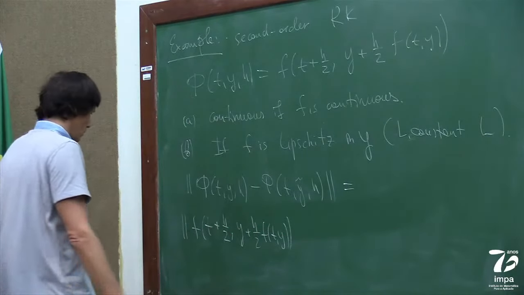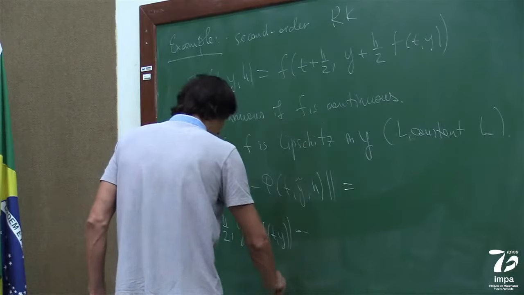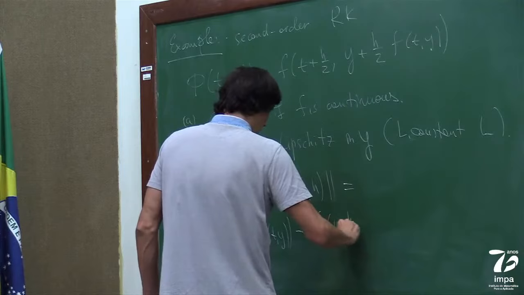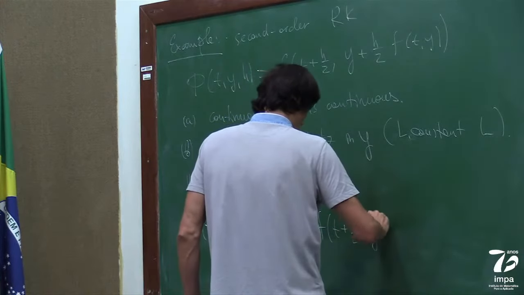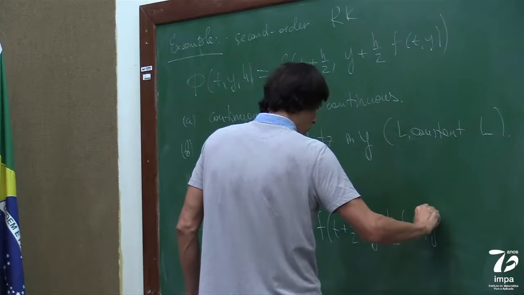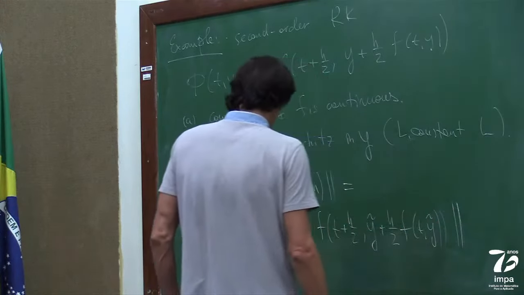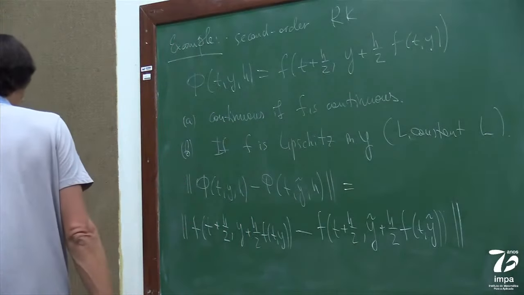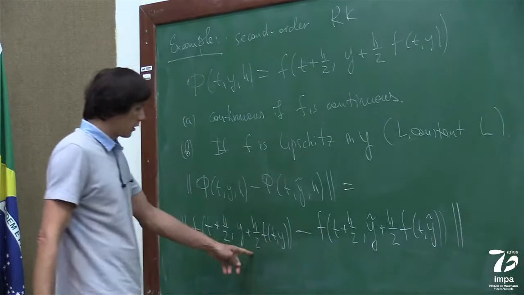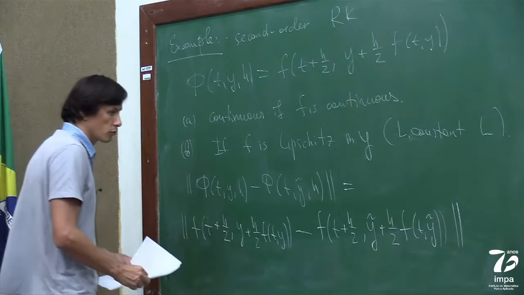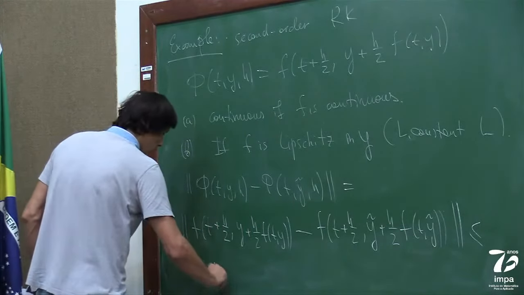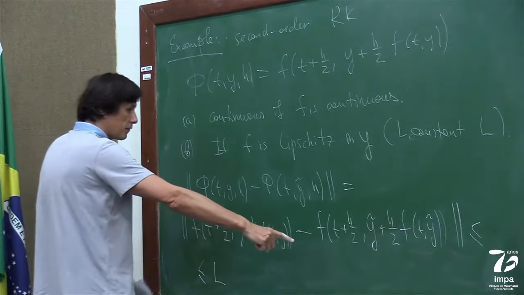So this is 1, and then we just subtract the same thing, but with the y tilde. Good. So what we have? Time is the same, argument is different, and we have that f is Lipschitz. So we just directly use the Lipschitz condition. So it gives you smaller than L by the difference between these 2 points.